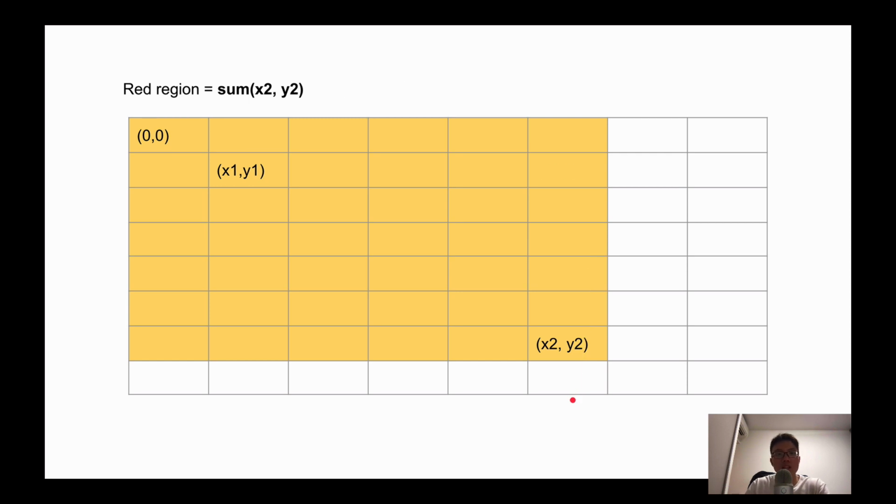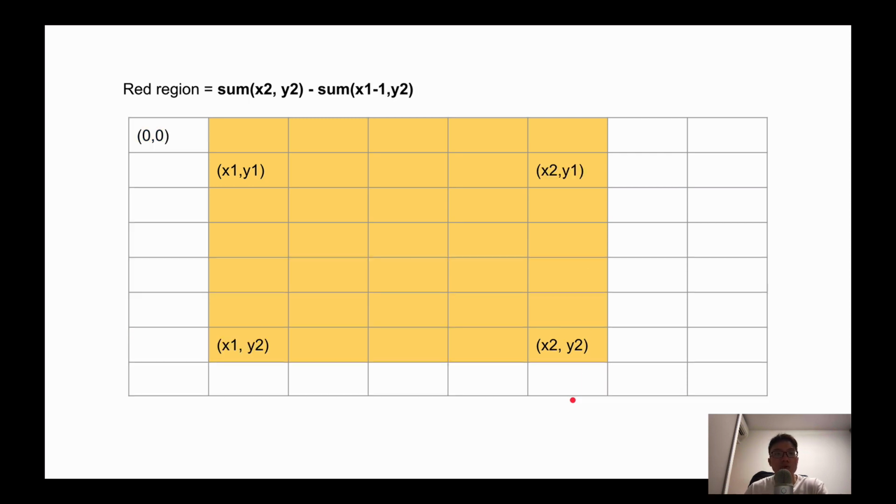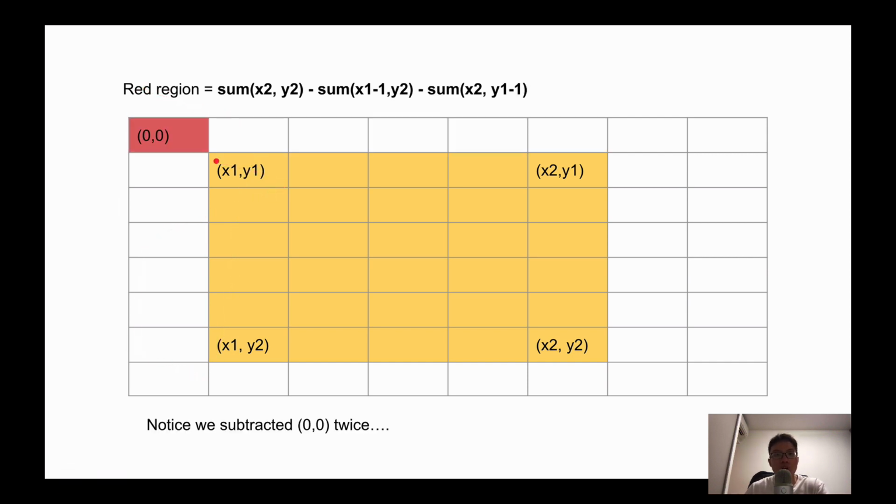So what we do is we subtract off the leftmost column of the region first, so that we don't have these extra elements in our calculation. Next, we also subtract off the topmost row, and notice now we're getting closer to our final formulation. But there is a problem. The problem is that we actually subtracted the 0, 0 element, basically the element at the top leftmost corner of the two-dimensional array.